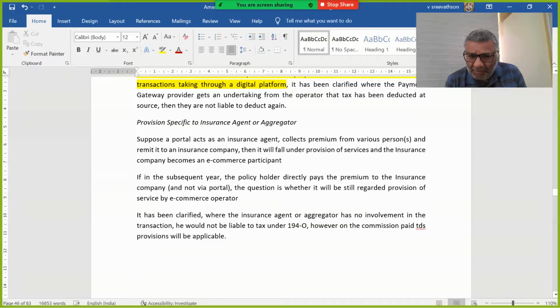It has been clarified. Where the insurance agent or aggregator has no involvement in the transaction, he will not be liable under 194O. However, only the commission paid will come under 194C and 194H, etc. So in the subsequent year, it will not be treated as a transaction between the e-commerce operator and participant. It will be between the insurer and the policy holder. However, the commission paid alone will be coming under TDS. Please read it once.